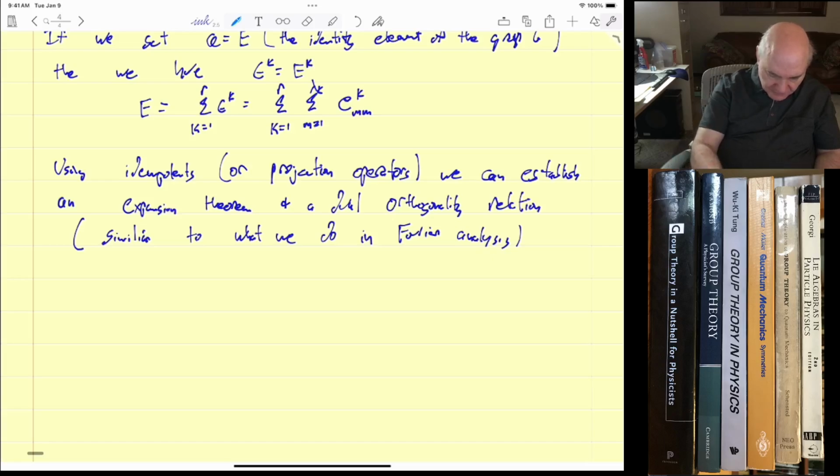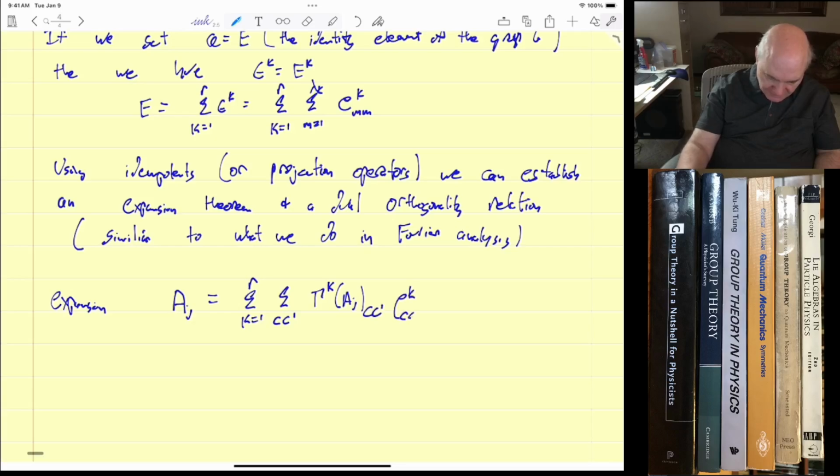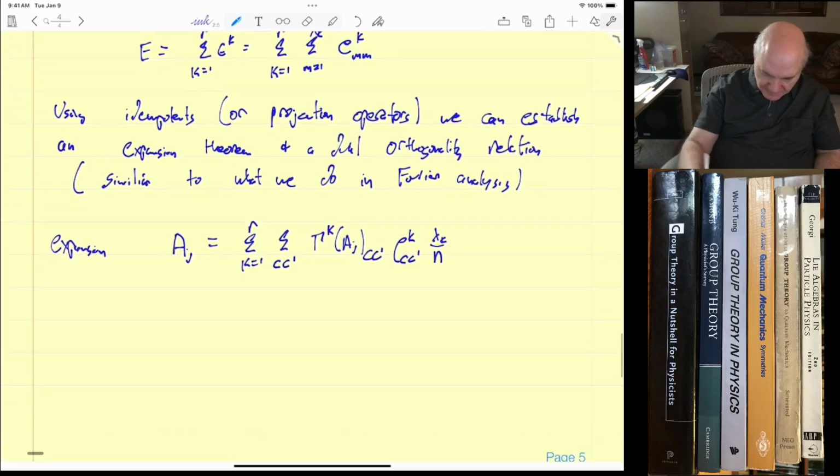So now we have this new expansion. The group element AJ is the sum from K equal 1 to R, the sum of CC prime, gamma K, AJ, CC prime, rho K, CC prime, lambda K over N. Remember, this is the jth, let's call it, element of the group G. These are the projection operators.